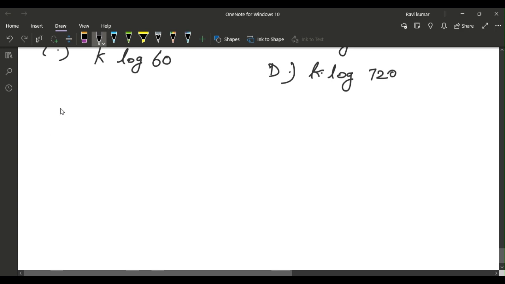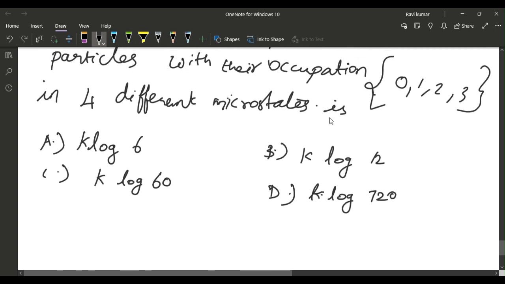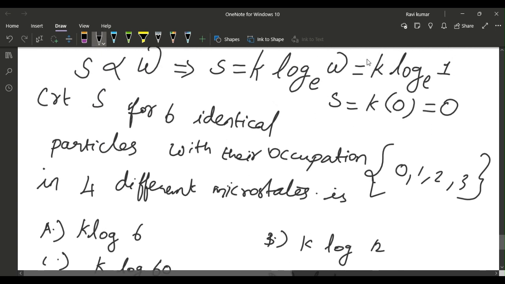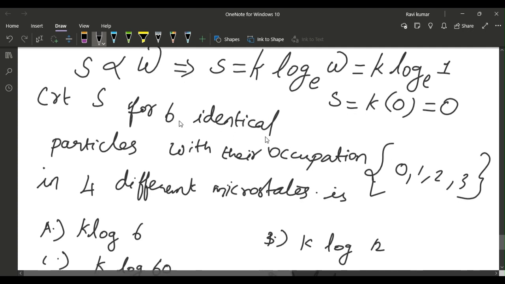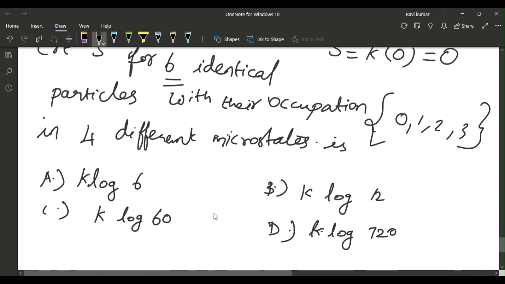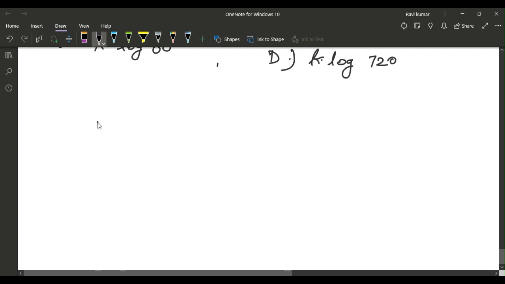So now we will move on to the solution. How can we calculate it? We have a system of six identical particles. Six particles we have. Those are identical and distinguishable. So we have n factorial, which is equal to 6 factorial.